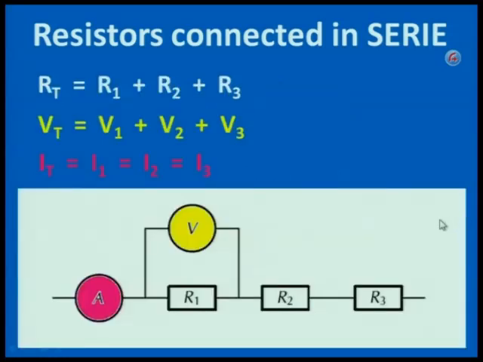To make it a bit simpler, let's look at an example. The current flowing through these three resistors is the same because they are connected in series. The voltmeter readings, the potential difference of resistor 1 and resistor 2 and resistor 3, would be different. And then you get the total voltage when you add these three together. The total resistance of the circuit would be the resistance of resistor 1 plus resistor 2 plus resistor 3.